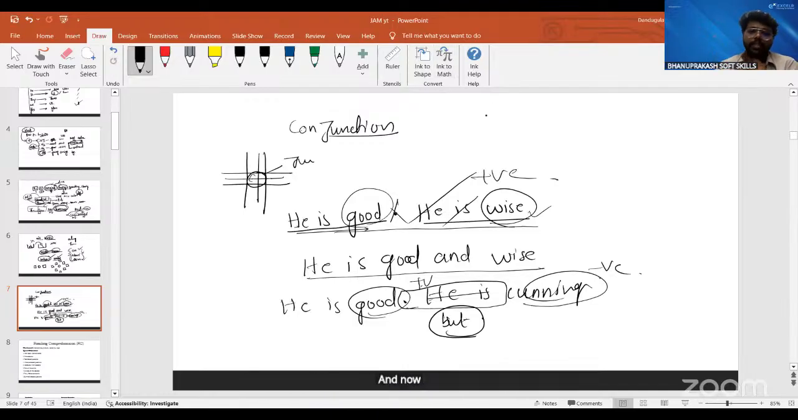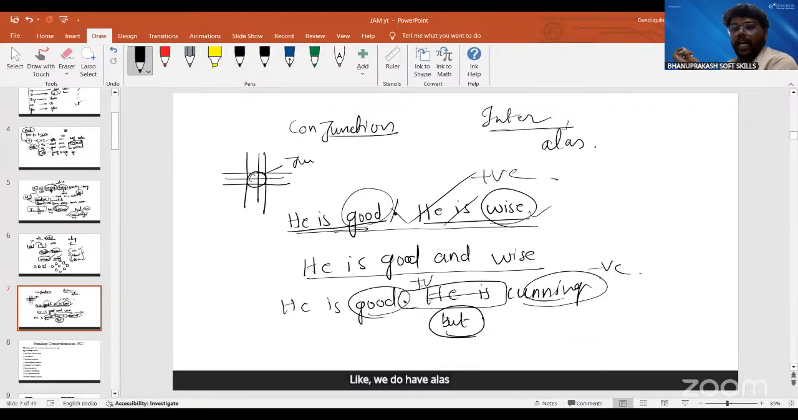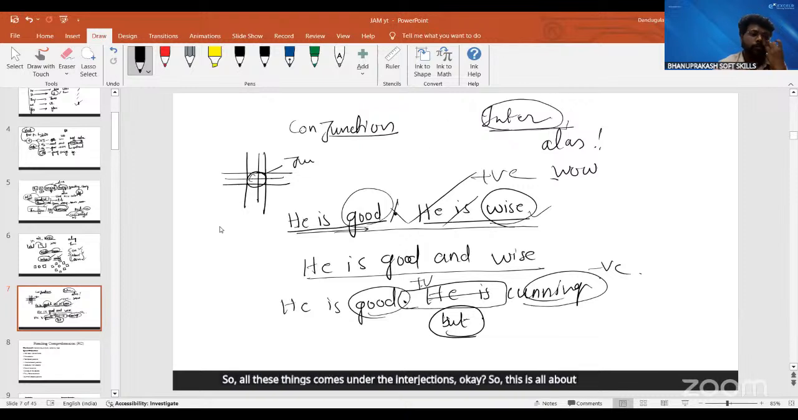And now one thing is left, that is interjection. Interjection is not very important from the exam point of view, but we should know that interjections are nothing but sudden words that we speak out of happiness or sorrow, like alas, wow, and we use some filler words too. So all these things come under interjections. So this is all about the parts of speech.